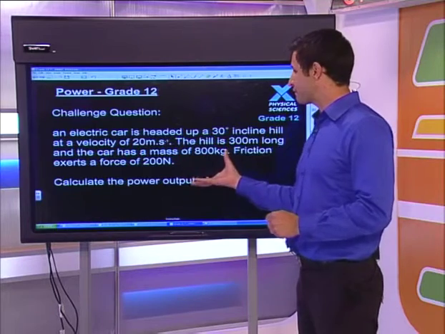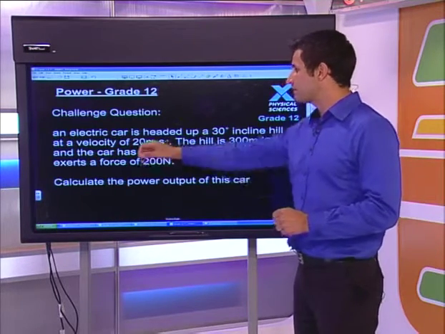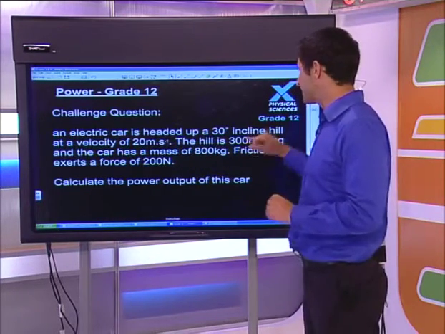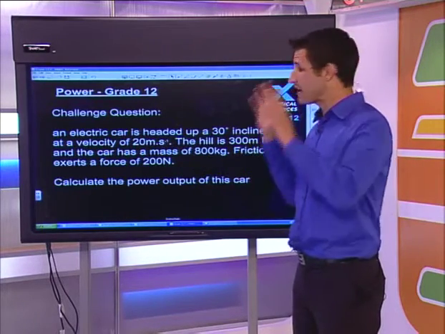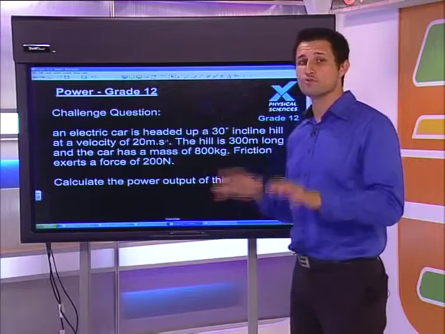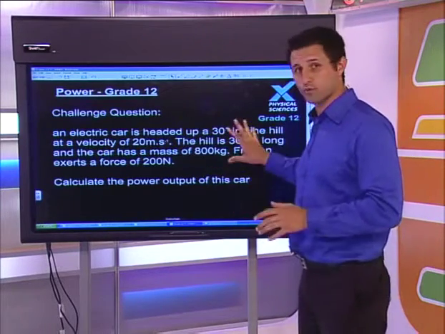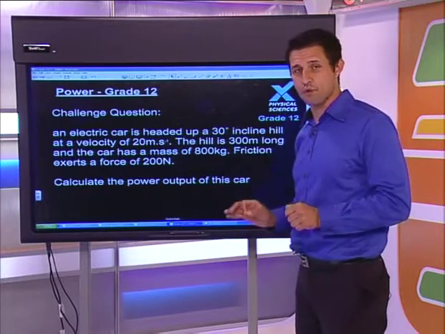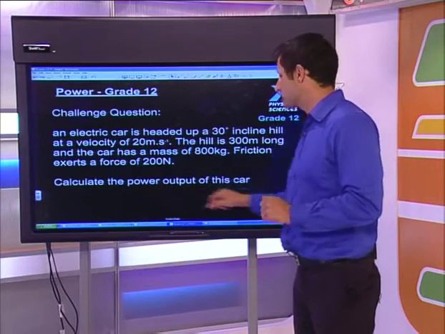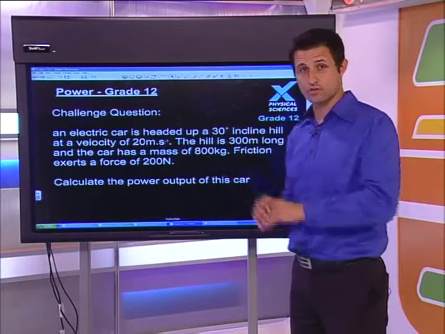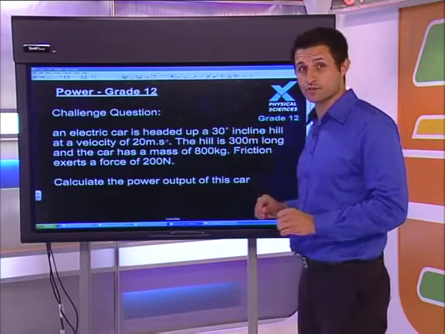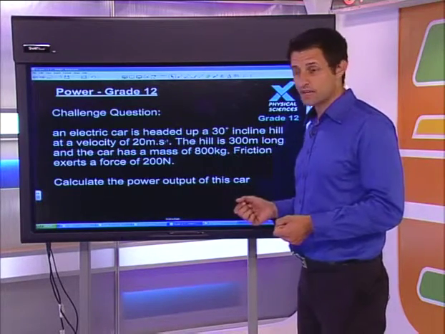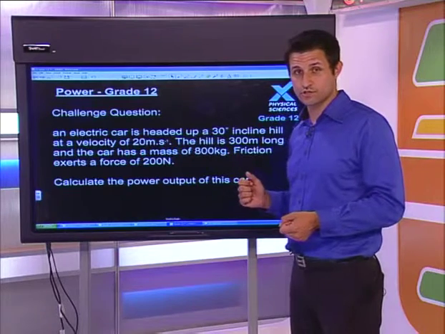So I've got all my information. I've got my 30-degree incline, velocity of 20 meters per second, a hill 300 meters long, and the car having a mass of 800 kilograms and 200 newtons. So much information. This type of question can get you up to 16 marks. It's very seldom that they're going to give you a question where they just ask you for the power straight away, but I'm going to do this just as a challenge. I know you guys like to know very, very difficult questions, and this is one of those difficult questions.